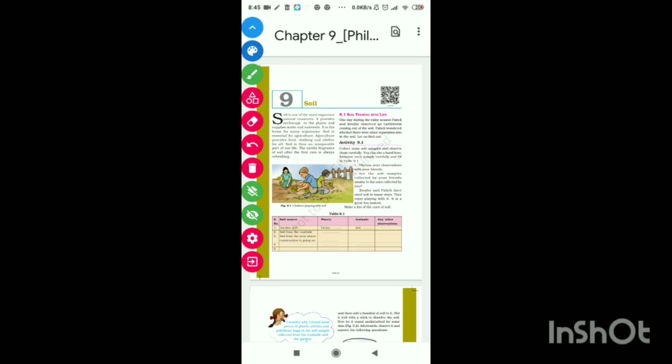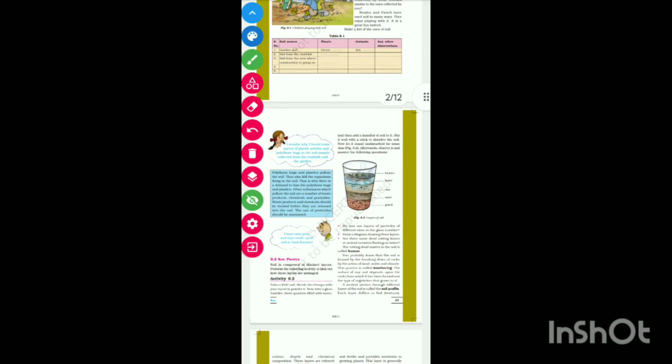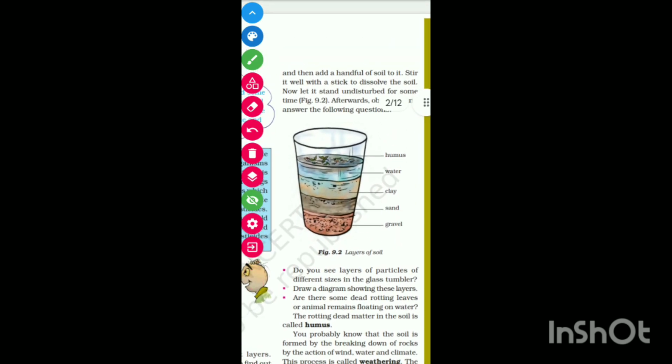Then we will study about soil profile. So what is soil profile? Soil is composed of distinct layers. Perform the activity to find out how these are arranged. In figure 9.2, you can see a glass. There are 5 layers you can see in this picture.